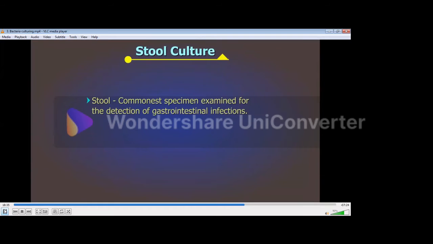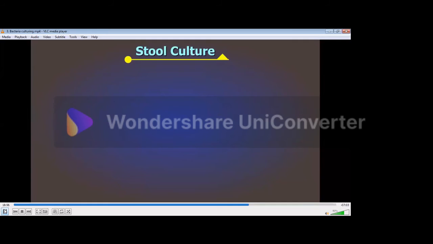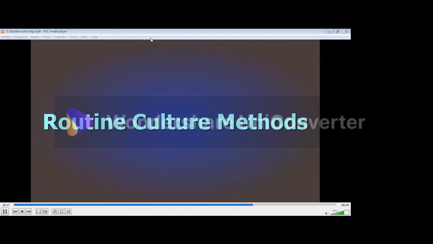Stool culture. Stool or feces is the commonest specimen examined for the detection of gastrointestinal infections. Bacteria, viruses, yeast, and parasites can all cause such infections. Therefore, it is advantageous to examine stool microscopically first by preparing saline and iodine wet mounts. For culture, a fecal suspension should be prepared for inoculation into different media. Unless the sample is fluid, a portion of solid stool is suspended in 2 to 3 milliliters of phosphate buffered saline or in 0.1% peptone water.